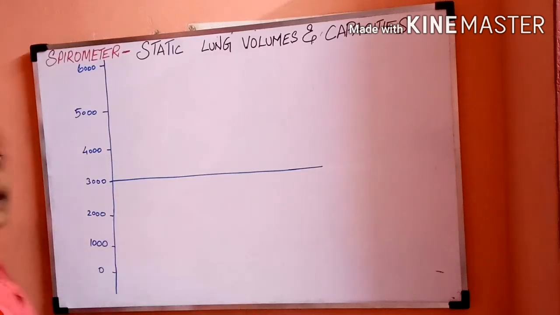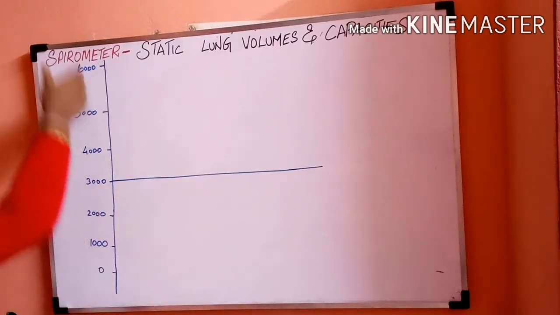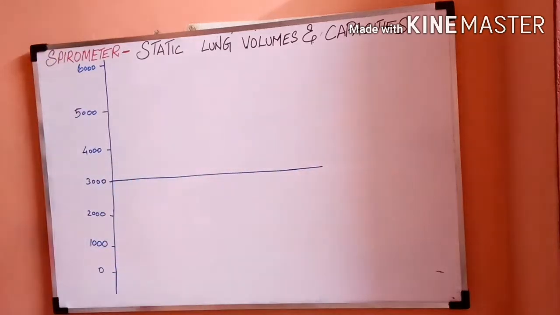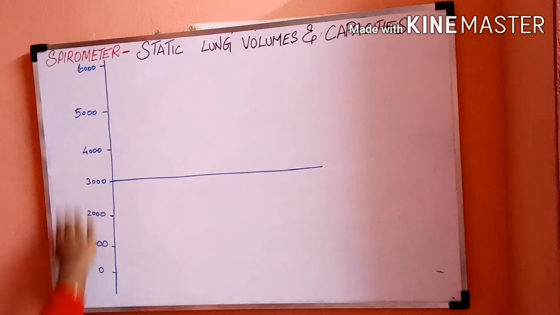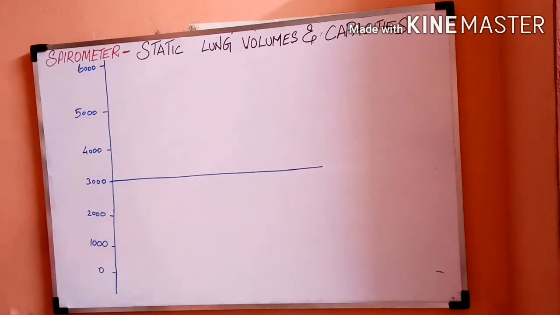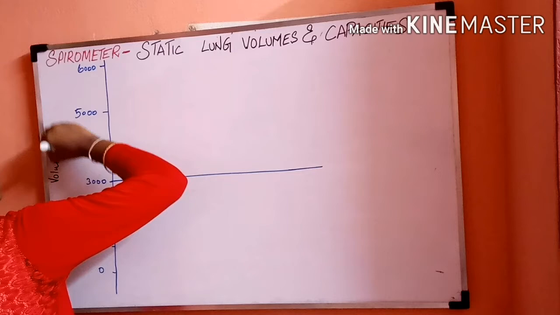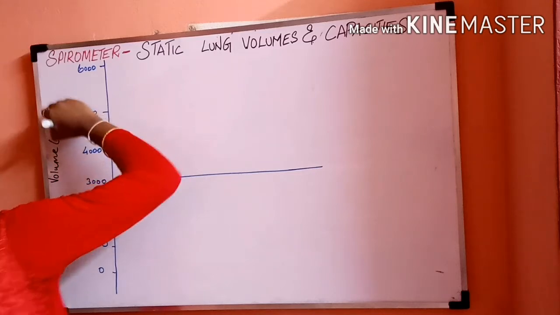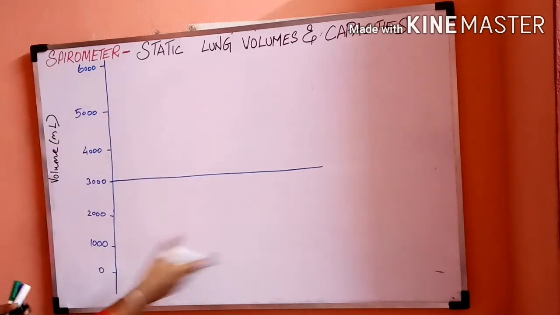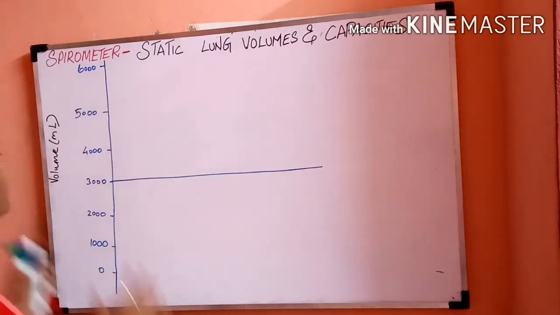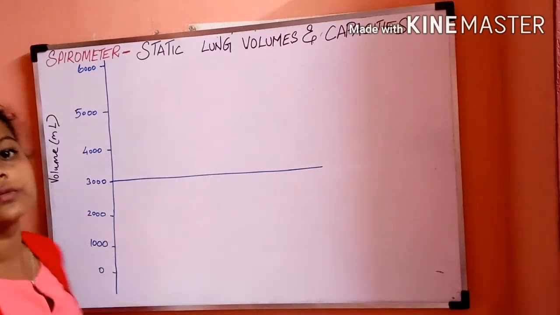Here we have a graph. ஒரு graph இருக்கு, and here this is the y-axis, right? And here the x-axis is there. Y-axis fulla வந்து it is covered with volume. So y-axis represents volume, volume in milliliters. And x-axis it will be of time. Okay, so we can see lung volumes now.